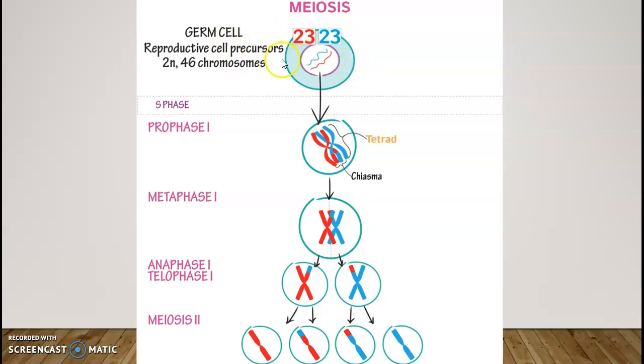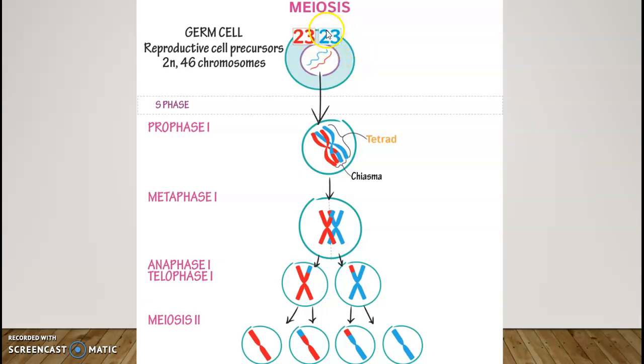At the beginning of meiosis, we start with one cell, a germ cell that has a total of 46 chromosomes, 23 from each parent. So it is diploid because it has one full set of chromosomes, one from each parent.